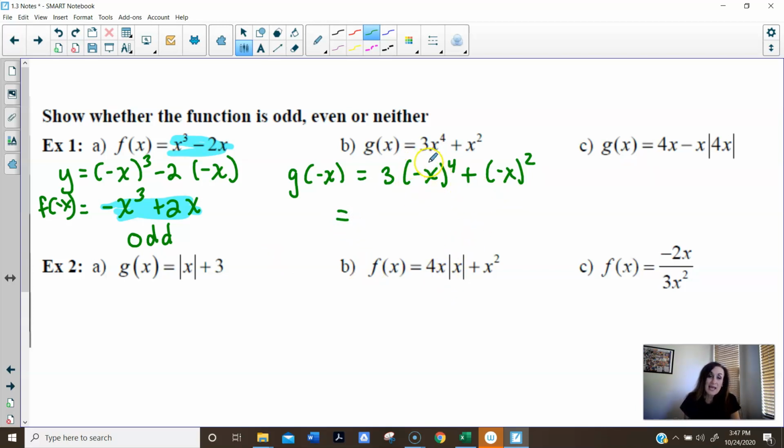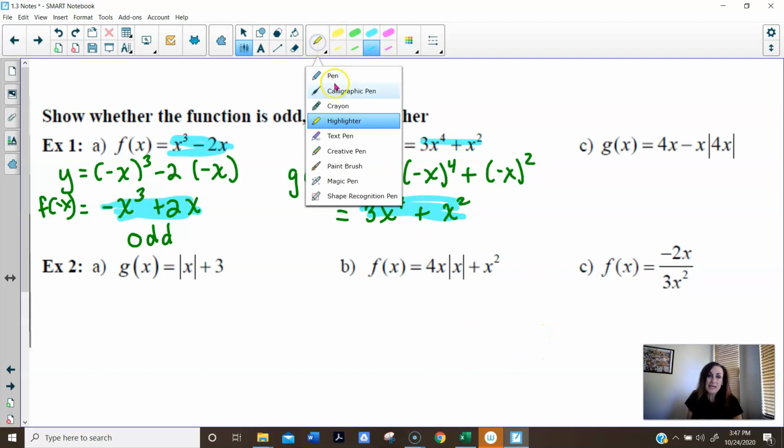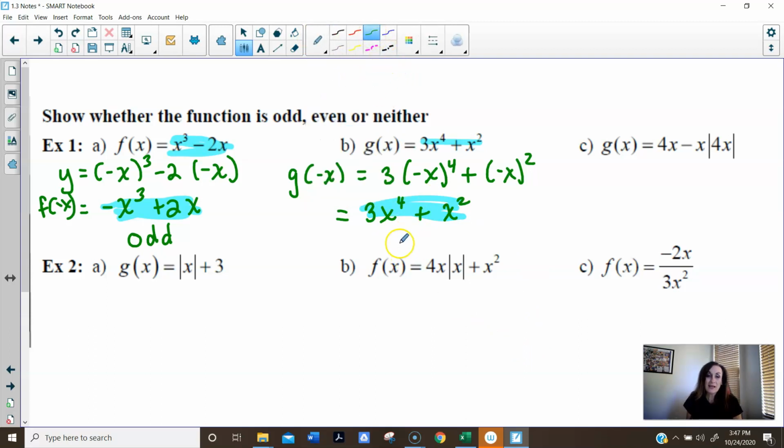But we know if I take the opposite of x to the 4th power, because 4 is an even exponent, it's going to come out the same as x to the 4th. So this would be 3x to the 4th, and the same thing with the square is going to come out as x squared. Now when I compare this to the original, you can see that it comes out exactly the same. So therefore, B is going to be even.